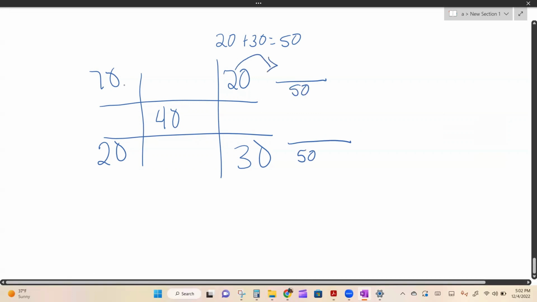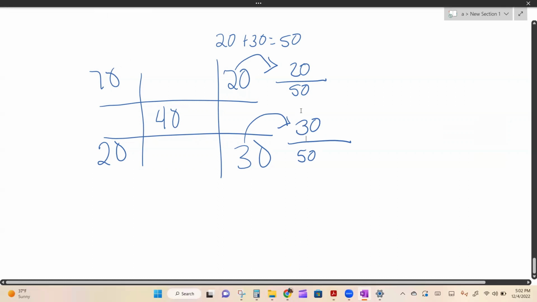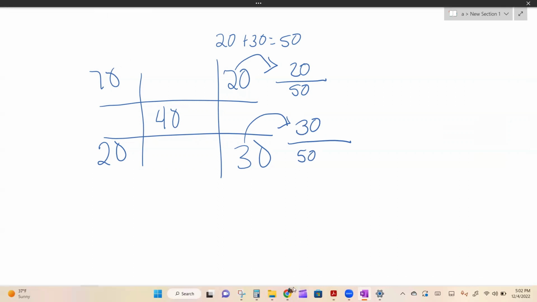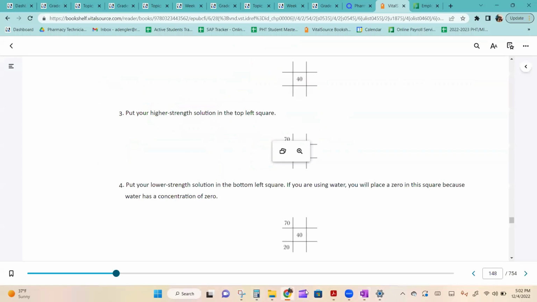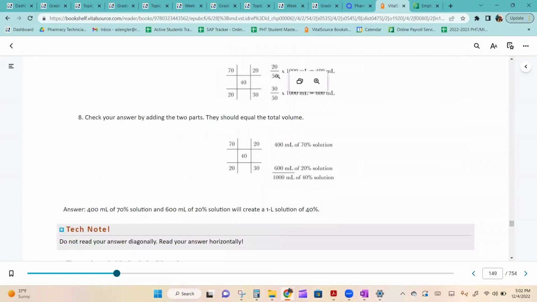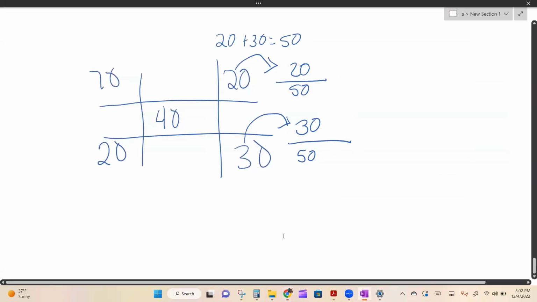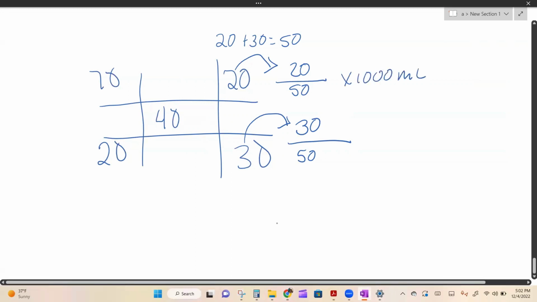Now for my numerator, I'm just going to carry over my numbers. So this would be 20 and this would be 30. No need to reduce these two to lowest terms. It doesn't matter. We're going to get the same answer, so there's really no point of doing it. Now we need to multiply both of these fractions by the amount that we're making. So 1000 ml, because that's 1 liter. So you can see that's something you're going to need to remember.